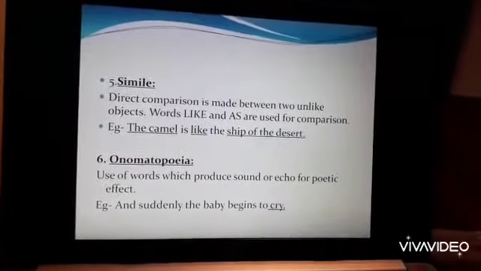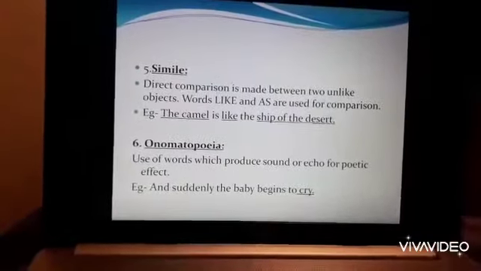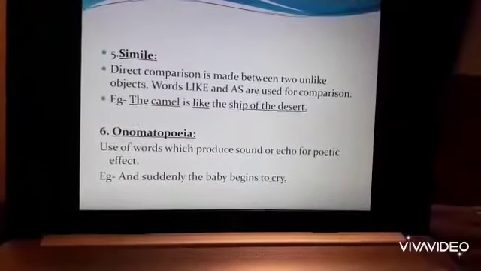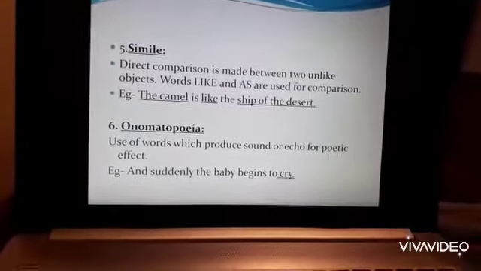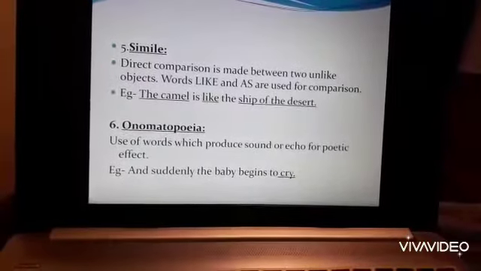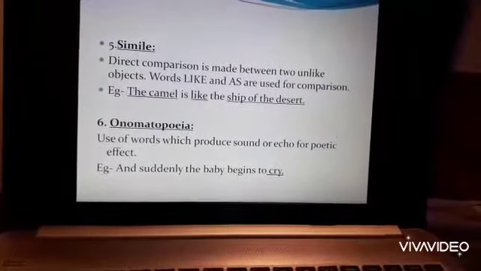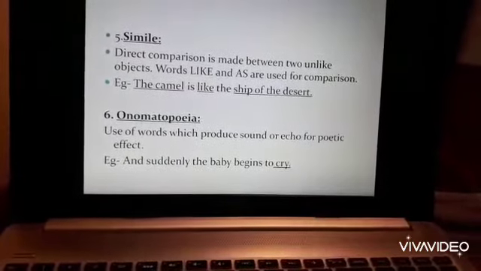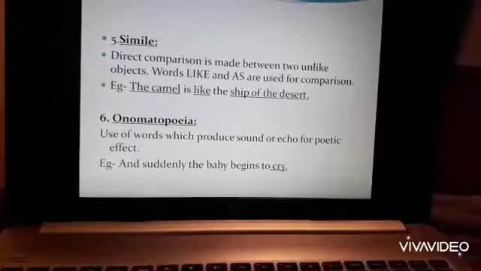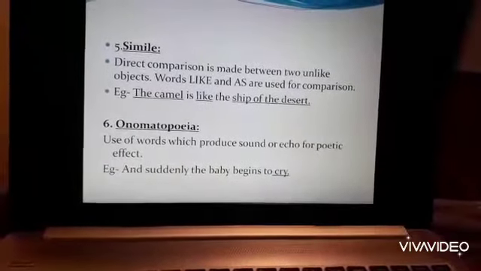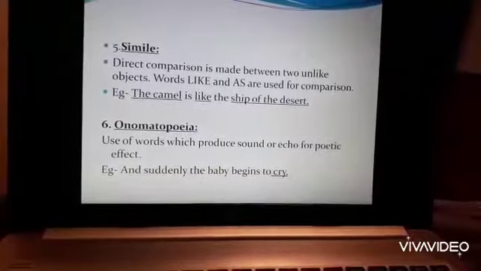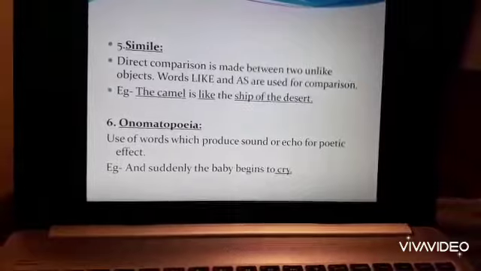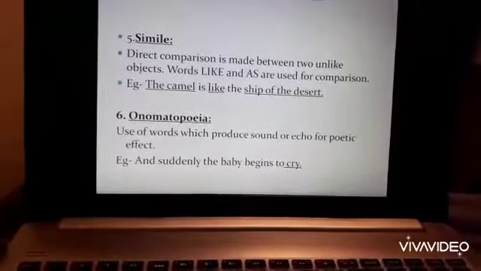Moving forward to the fifth one, that is simile. Now what is simile? It is a direct comparison made between two unlike objects. Here we can find the comparison between two words or objects by using the words like or as, which are already written in capital letters. If you find the words like and as used by the poet to make a comparison between two words or objects, it is an example of simile.